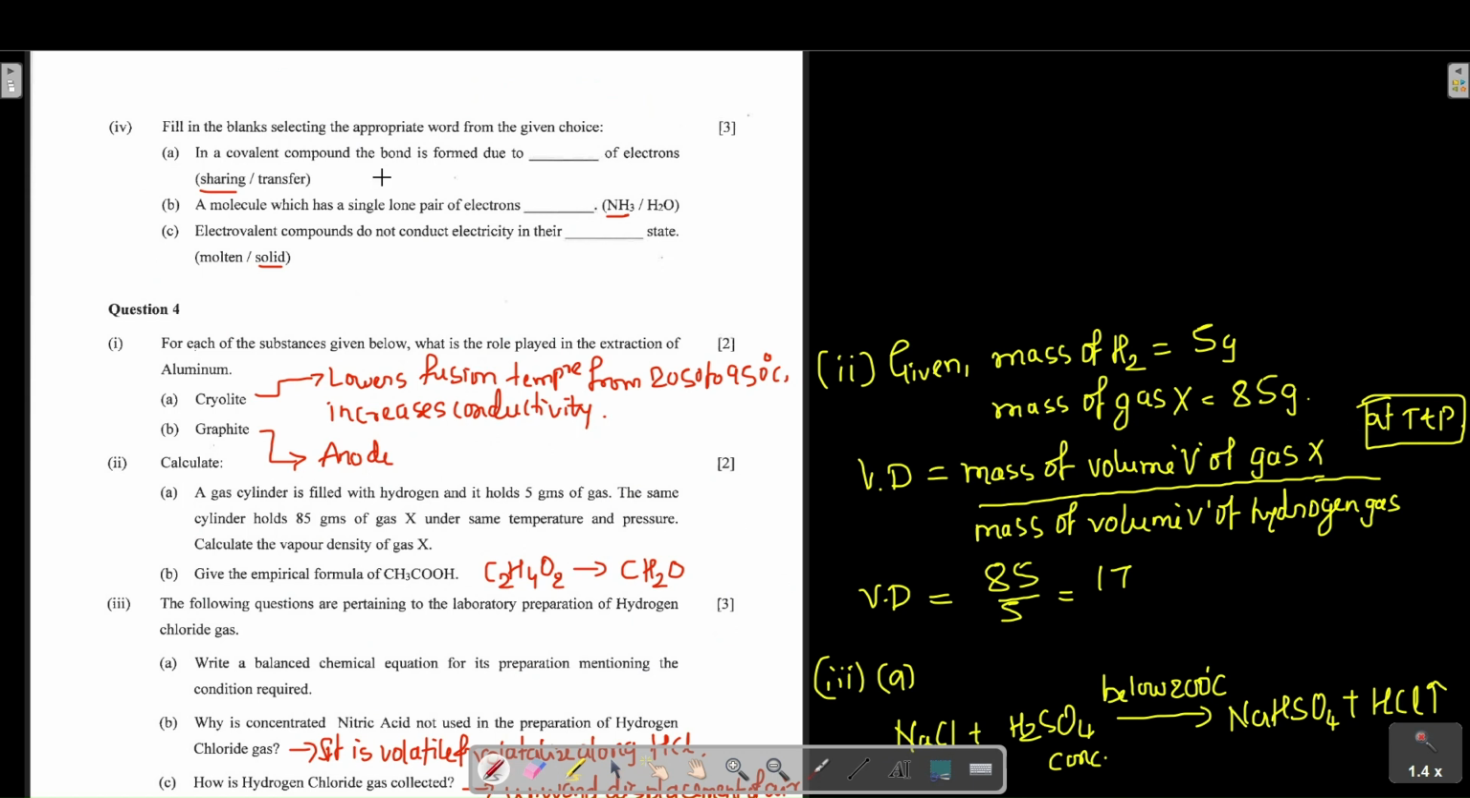In a covalent compound, the bond is formed due to dash of electrons. Sharing. Ionic means transfer. A molecule which has a single lone pair of electrons: ammonia. Water has two lone pairs on oxygen. Electrovalent compounds do not conduct electricity in their solid state. They conduct electricity in molten as well as aqueous state.